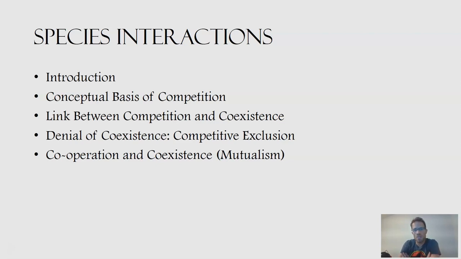So species interactions: we'll go through a quick introduction and the conceptual basis of competition, and then we'll think about the link between competition and coexistence. We'll finish up talking about the denial of coexistence, which we call competitive exclusion, and then cooperation and coexistence, which is mutualism. For this video, similar to last week, I'll split this week into two videos so that you can watch one and go about your life, and then watch two when it fits.